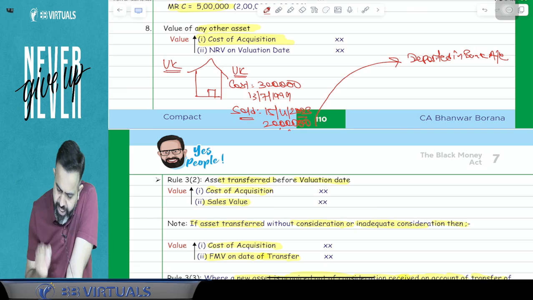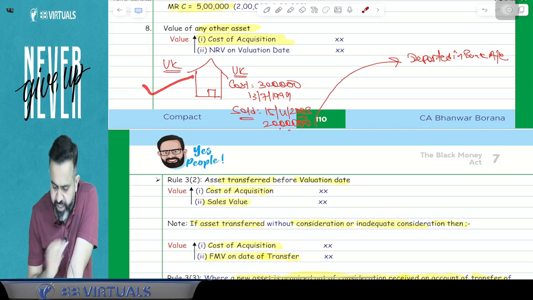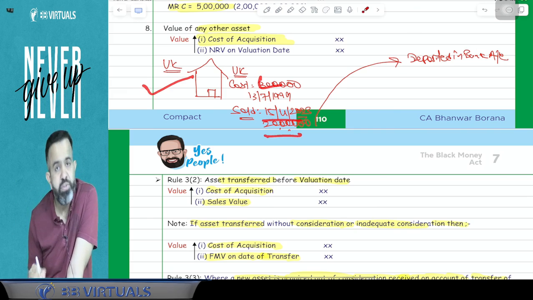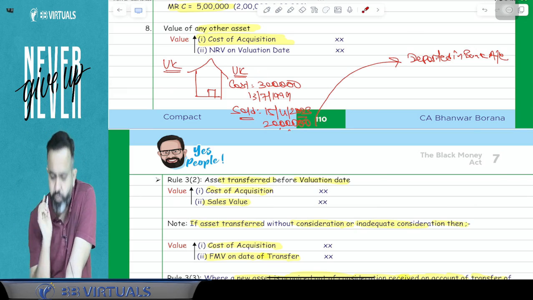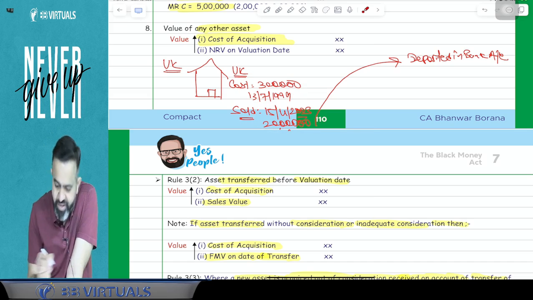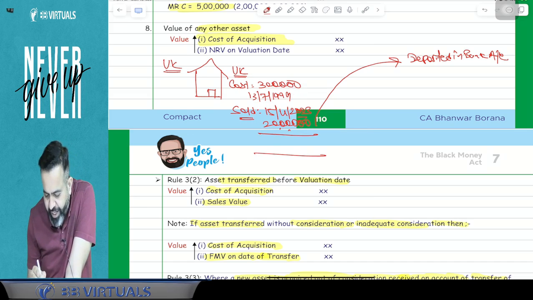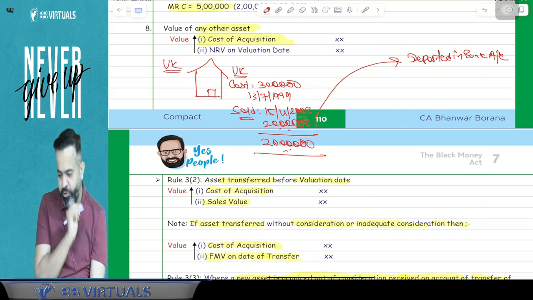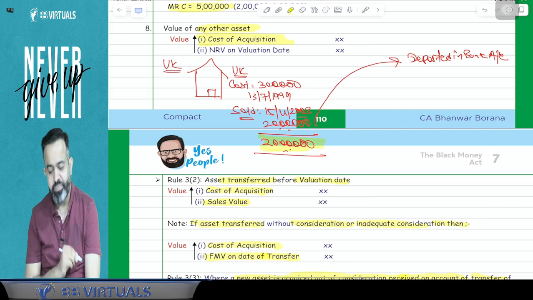Then try to understand: this asset value will be, can I say, cost or selling price, whichever is higher? Because if you transfer before the valuation date, then it is cost or selling price, whichever is higher. So can I say that this asset value will be 20 lakh rupees?